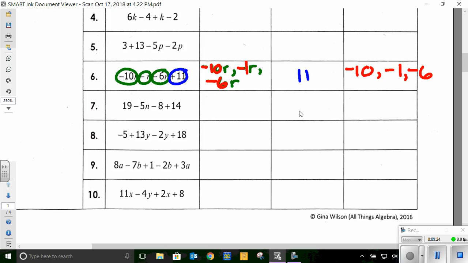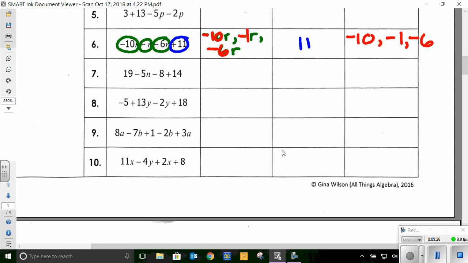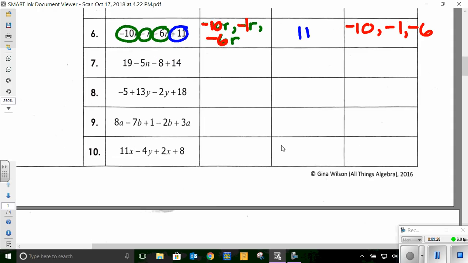The next one I want to look at is number 9. For number 9, we're going to do the same thing. This time we have other things we combine. Be careful, I have different variables on this one. I have 8a minus 7b plus 1 minus 2b plus 3a. So I have a's and b's for my variables. Remember, families stick together, or if you want to think of them as apples and bananas, think of them that way.